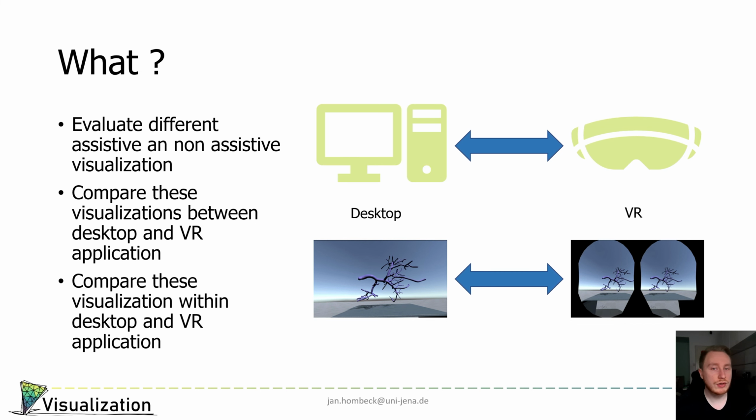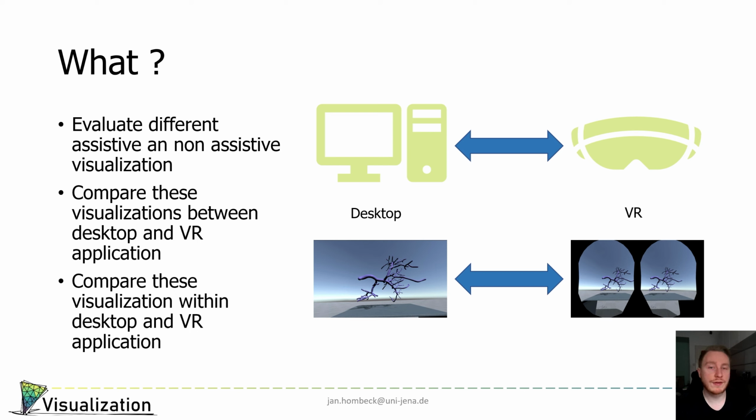So, what did we do in our work? Well, we evaluated the performance of several assistive and non-assistive visualizations for desktop and VR applications. We thereby focused on shape and distance estimation and compared these assistive and non-assistive visualizations between and within desktop and VR applications. For this, we performed a user study with 56 participants.